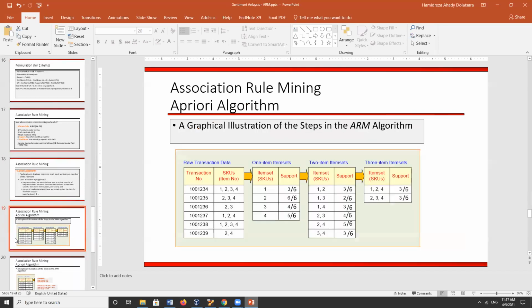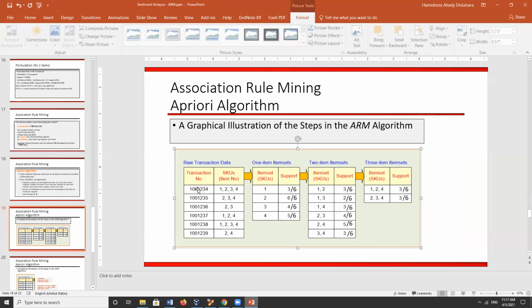Okay, let's go to the example. Let's look at some transactions. As you see, we have transaction ID, and we have SKU numbers. SKU number just means the code of the item. So the left column is your receipt number. On the right side, you have item numbers.